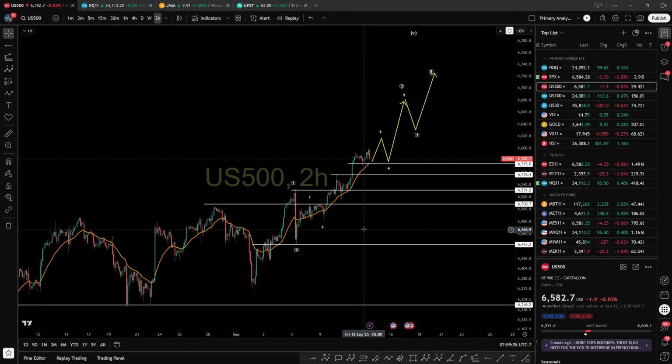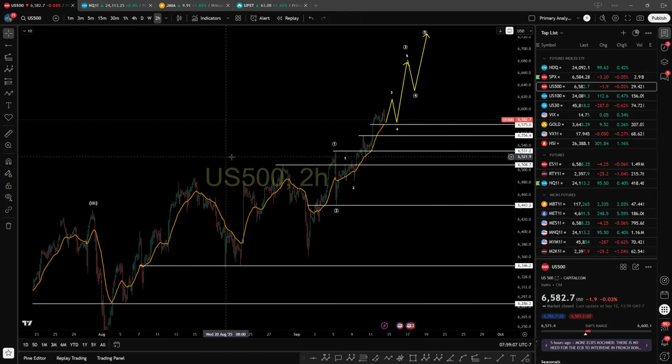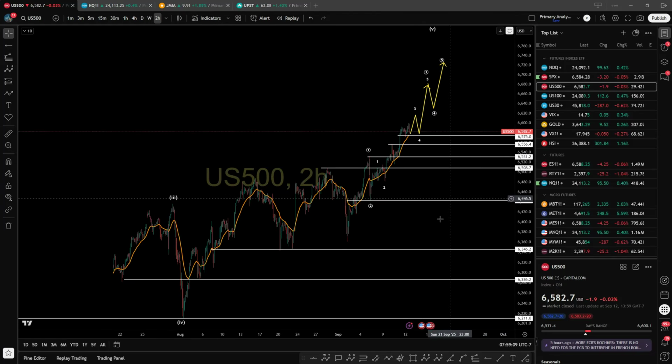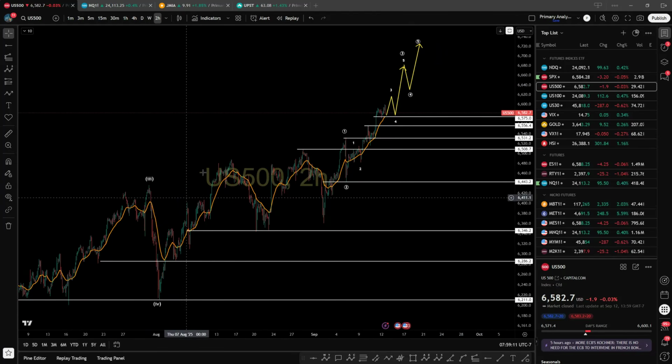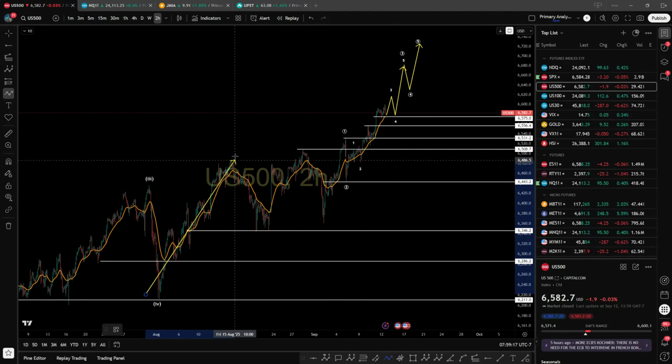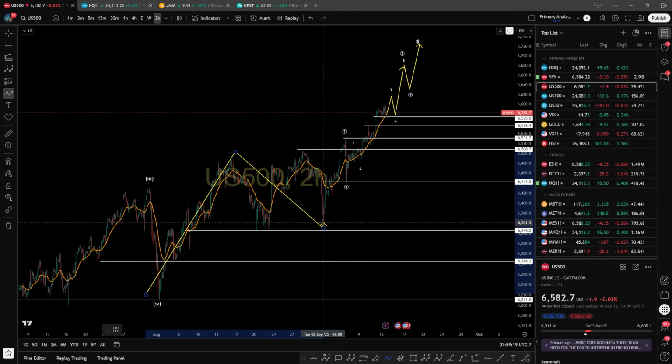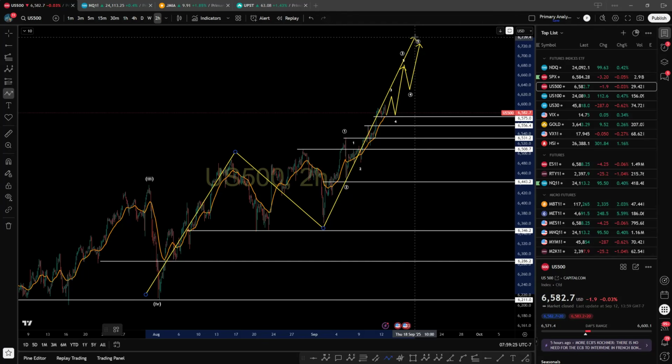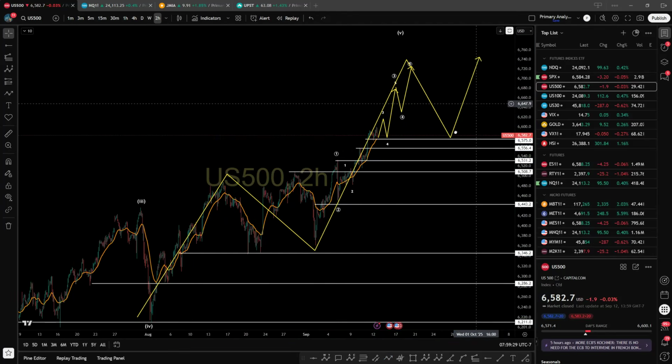So the way I'm looking at things right now, if we go into the larger view, is that if this was my 1 and 2 right here, with C being a little shorter than A, we are going in a wave 3 up and come wave 4 down, and then wave 5 up, something like that, right?